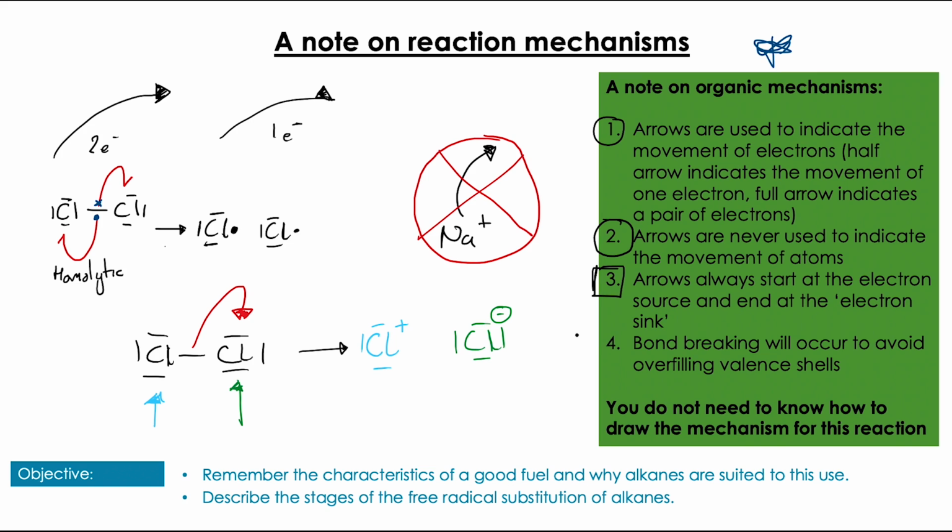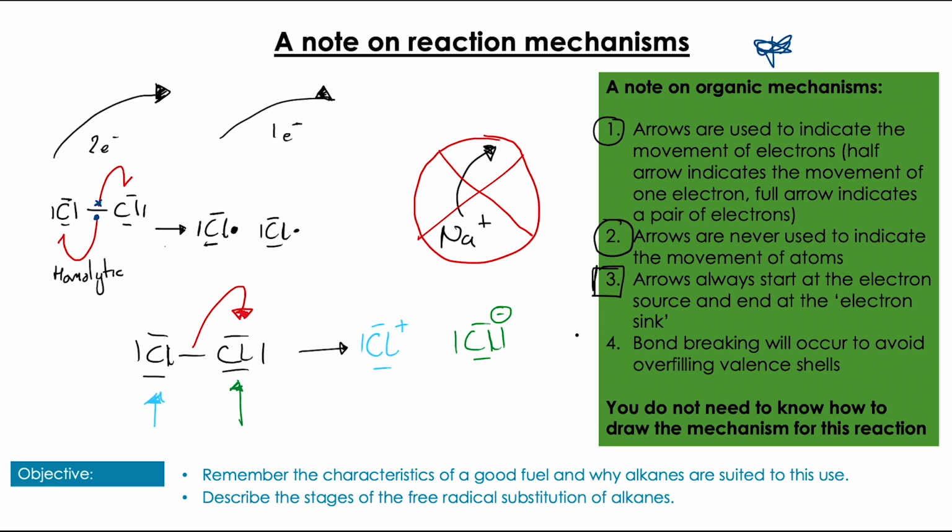So you'll notice in drawing these, we've followed the rules that the arrows always start at the electron source and end at what we call the electron sink. And we're not breaking the octet rule where possible. We're maintaining what we would call normal Lewis structures. And the whole purpose of this is to help us describe what's actually going on in a reaction.